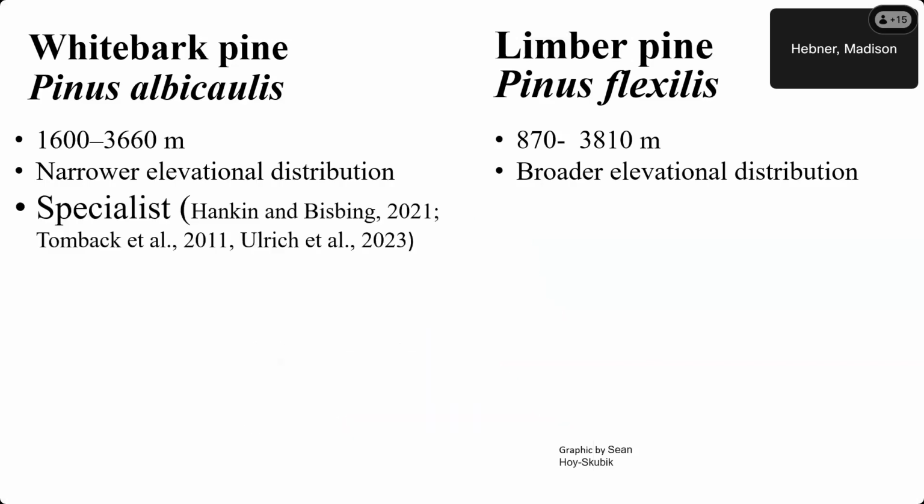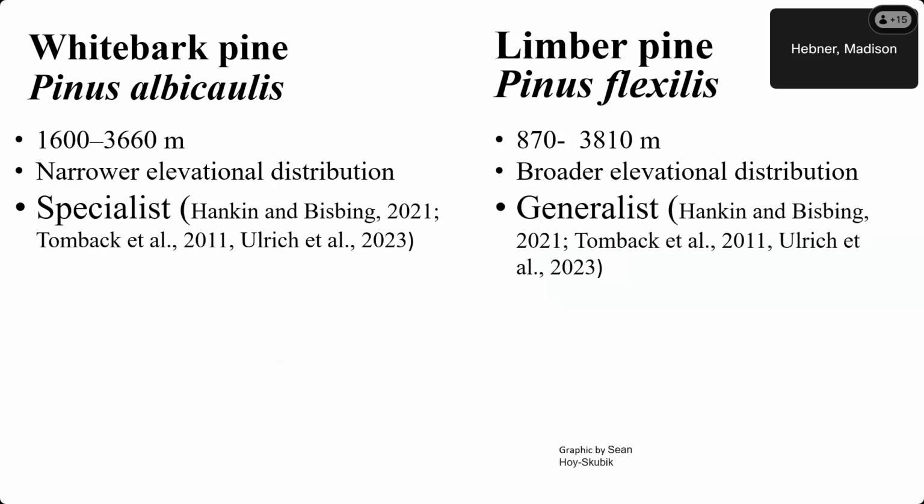And because of these differences in elevational distribution, Dr. Tomback and other previous researchers have defined whitebark pine as more of a specialist and limber pine as more of a generalist. Additionally, previous work in the Ulrich lab has quantified some physiological traits that are concurrent with the functions of a specialist whitebark and a generalist limber pine, but in seedlings in the greenhouse. To date, there's still a large gap in the research in field studies of mature whitebark pine and limber pine. And these field studies are critical for understanding how our changing climate relates to species distribution.